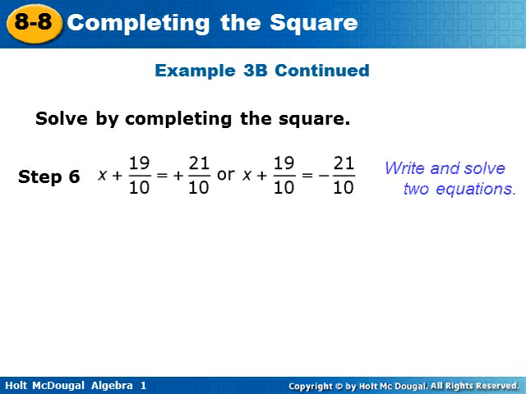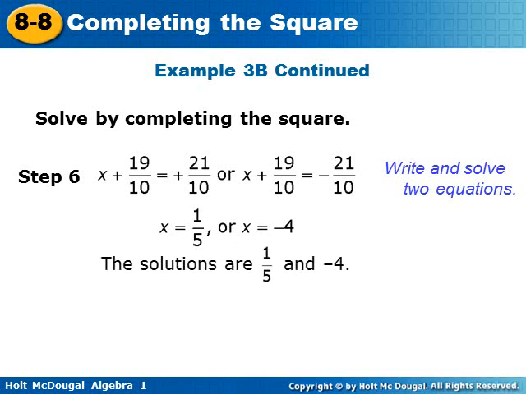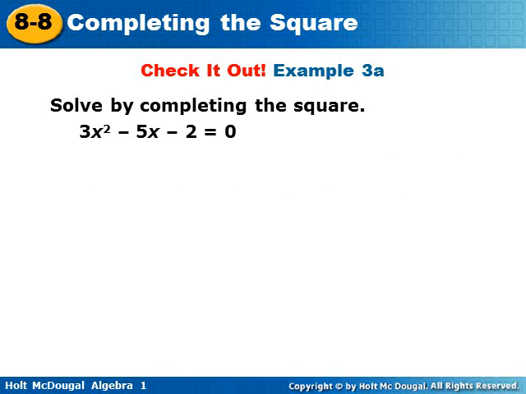Now we're going to write the two equations and solve. So we get x plus 19/10 equals positive 21/10, or x plus 19/10 equals negative 21/10. And so we get x equals 1/5 or x equals negative 4. The solutions are 1/5 and negative 4.